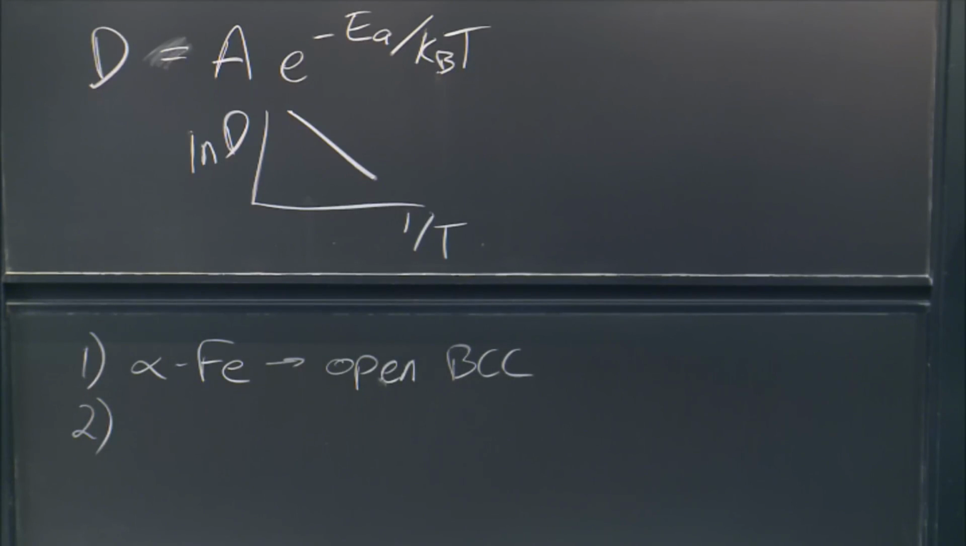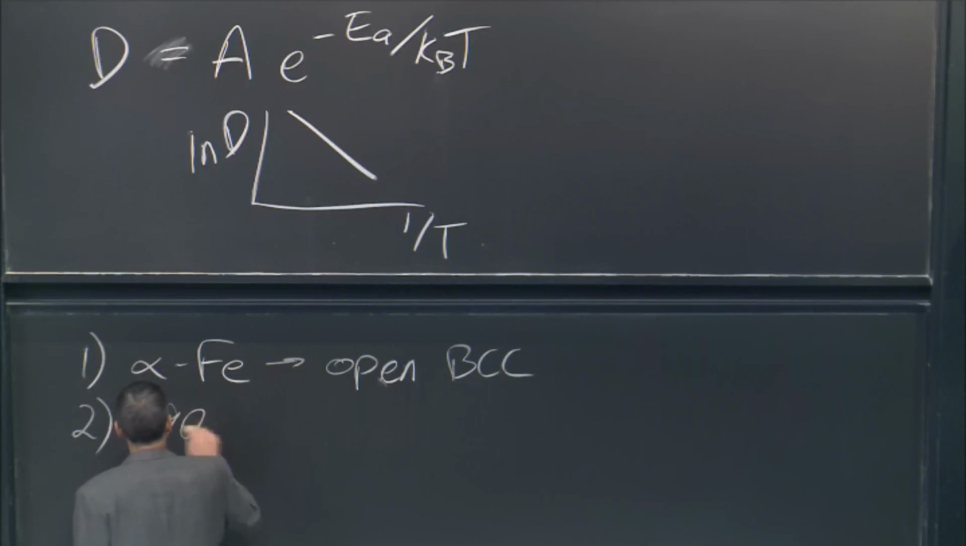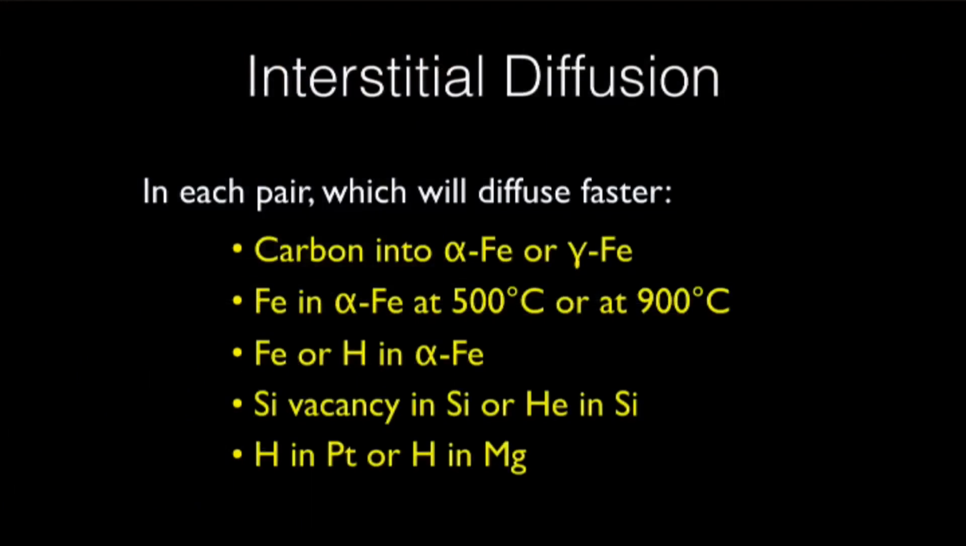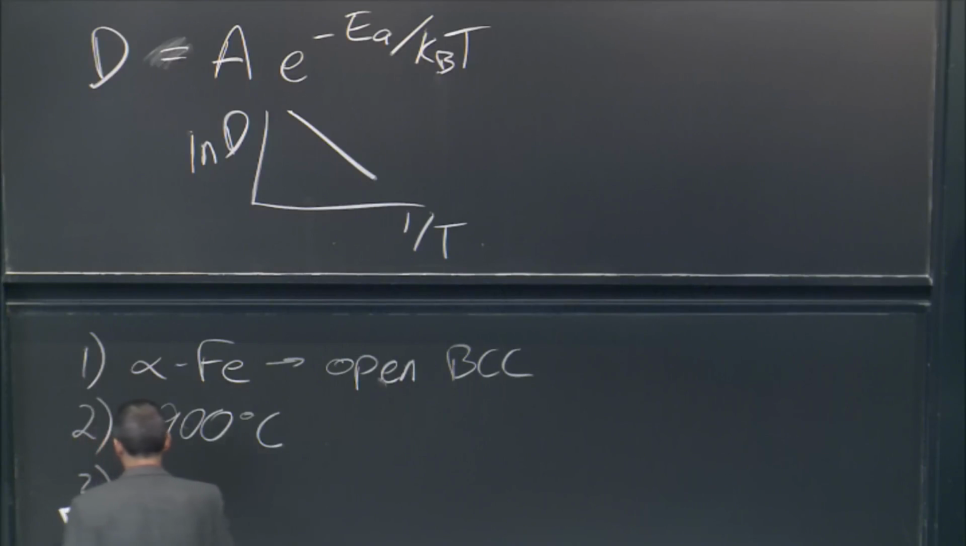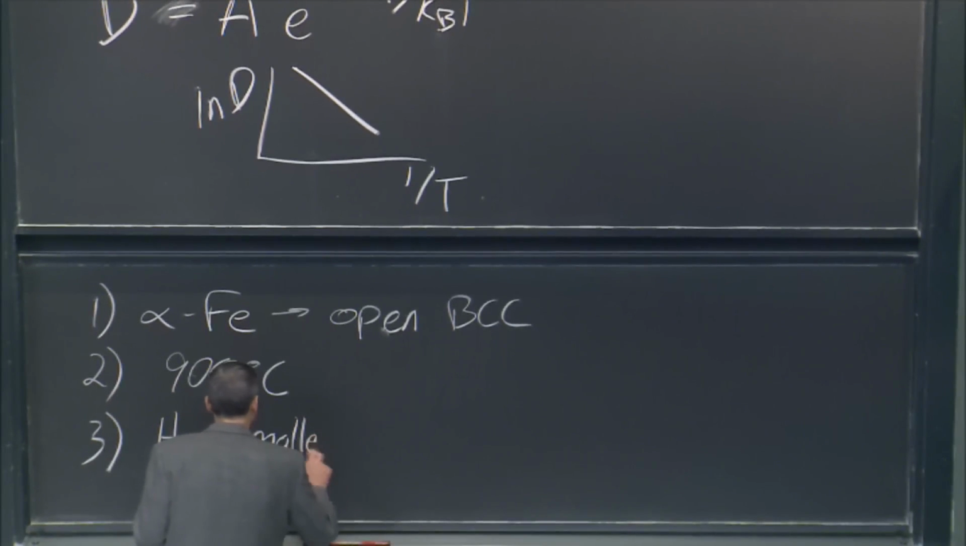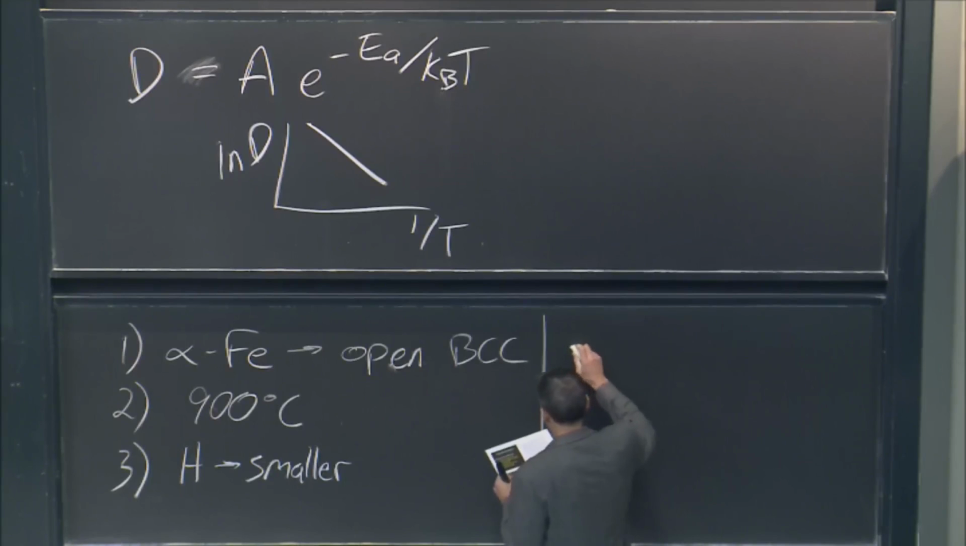Okay, iron in alpha iron at 500 or 900 degrees C. Well, now I've got a temperature question. I know D is going to be higher at 900 degrees C because of the influence of temperature. Okay, iron or hydrogen in alpha iron. It's like what we just talked about, right? So this would be particle size. H is smaller, right? These are conceptual kind of questions.